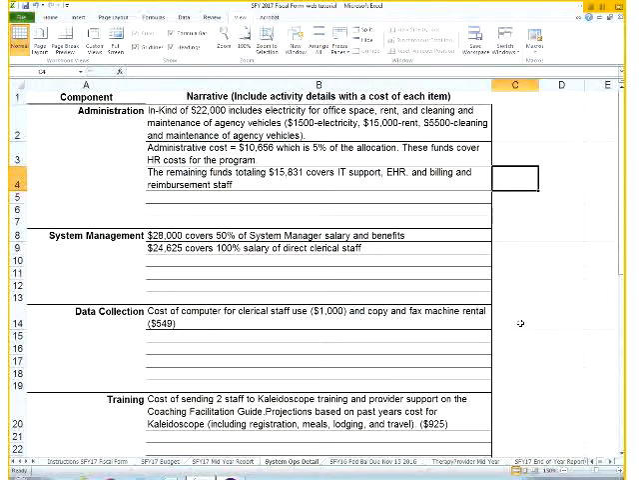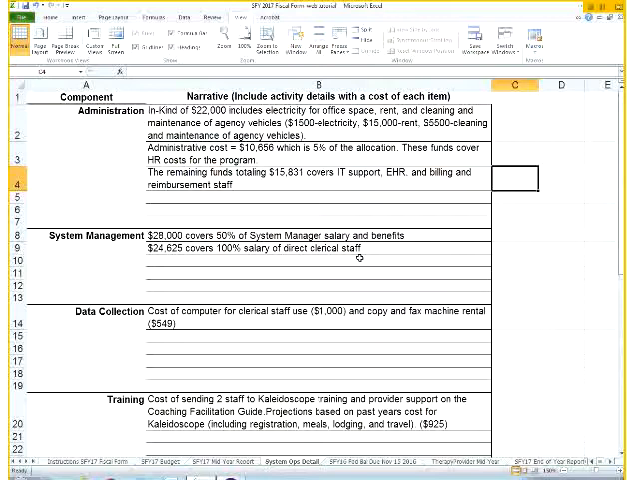Now we'll move to system management. And again, system management refers to costs associated with the local Part C system manager and support staff. In our example here, the local system manager is allotted 50% to the Part C program. So we see here that $28,000 is 50% of the salary and benefit. And then we also see that an additional $24,625 covers 100% salary of direct clerical staff.